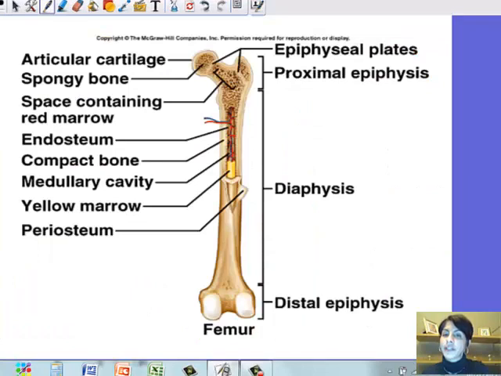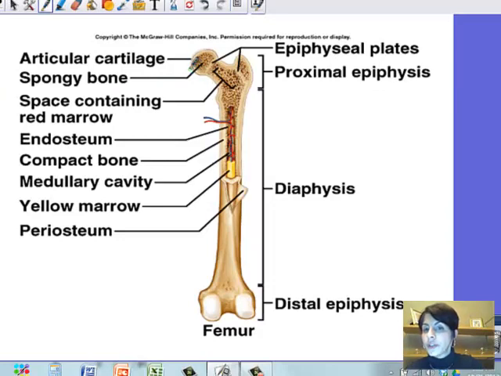At this point, you can stop the screencast so you can find your guided notes packet and either review the words for the structures, the macroanatomy of a long bone, or you could take a few minutes to draw the long bone itself and label all the structures.